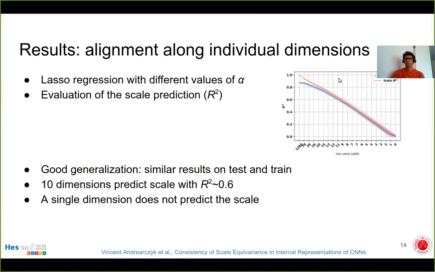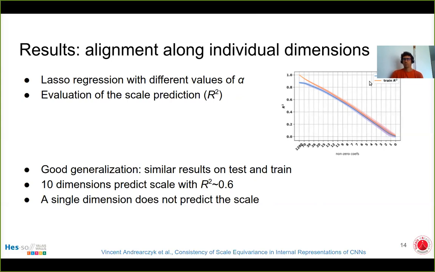R squared equal to 1 is a perfect prediction of the scale, while R squared equal to 0 is a prediction equivalent to predicting the average. Okay, so what we see in the results is first a good generalization, with results on test images similar to the training ones.